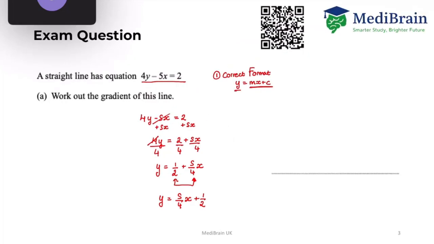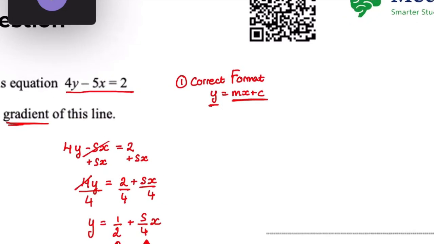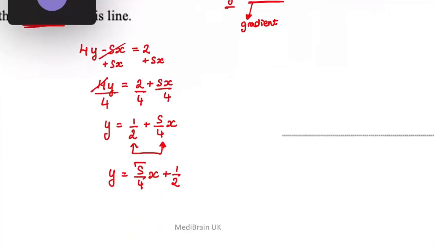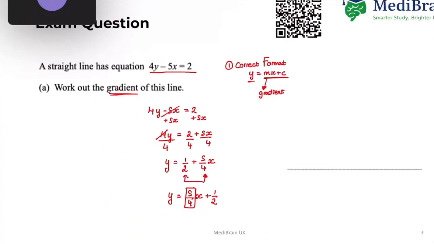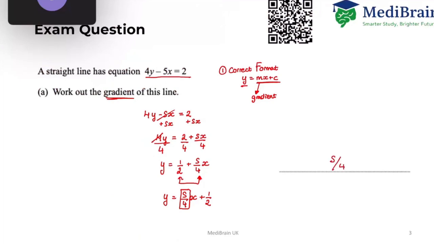And the question says, what is the gradient of the line? Remember, in this equation, the m represents the gradient of the line, the steepness of the line. So the gradient over here is just going to be the number which is before the x, which is 5 over 4. So our answer would just be 5 over 4. Okay, so those were two questions that we didn't get onto in our last lesson, but we've done them now.